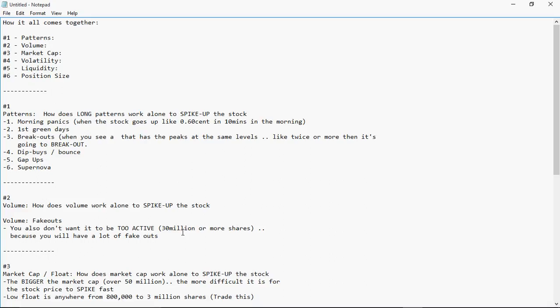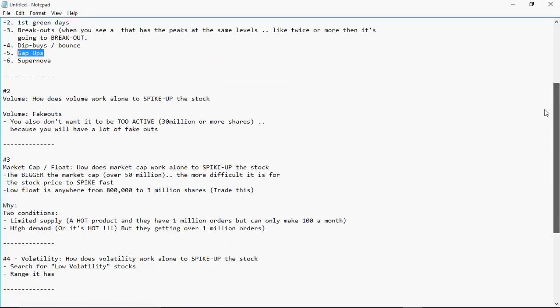You don't want the volume to be too active, like more than 30 million. Here's why. This is one of the reasons why. Let's say you find the pattern, it's a gap up, you enter to go long, but the volume is 3 million or more, or 100 million. What's going to happen is you're going to get faked out. When you enter, you think it's rising up, but it can dip a little bit. You can have to sell and then it can come back up. So you see, that's how the volume works along with the pattern.